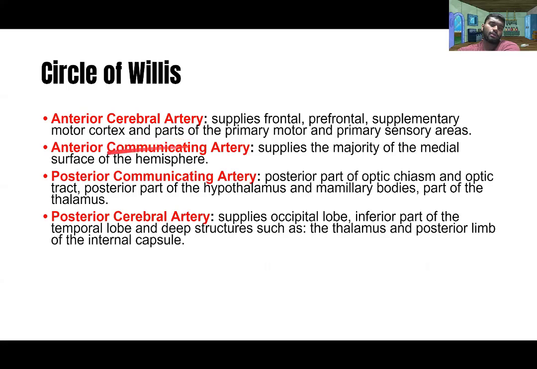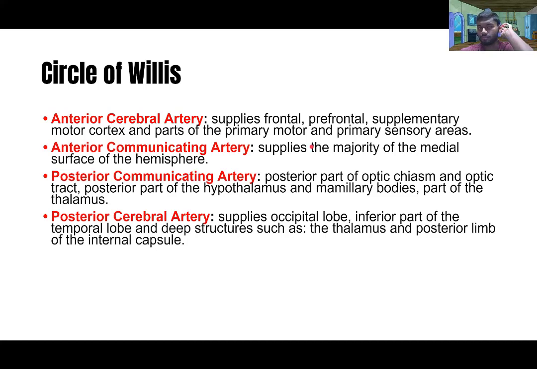Your anterior communicating artery is a very small artery. Remember, the thing that connects your two ACAs, and this will supply the majority of the medial surface of the hemisphere. This makes sense based on its location, because it's on the medial portion of the brain, so it'll supply the things close to it. And as we'll talk about later, things such as the lamina terminalis, parts of the optic chiasm, and stuff like that.